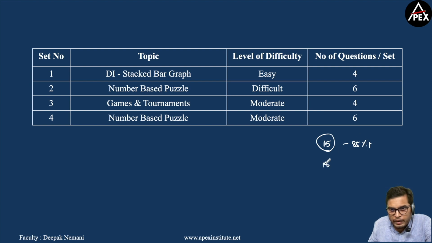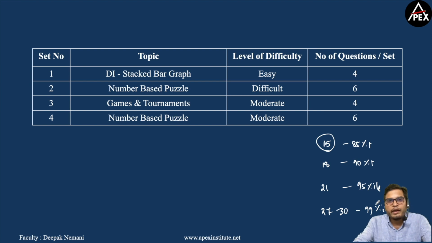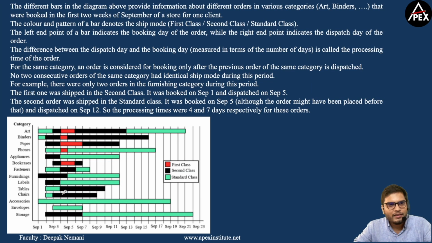A score of 18 will fetch you 90 percentile plus. 21 will be 95 percentile plus, and a score of 27 to 30 will be 99 percentile plus. So in order to get 99 percentile, you should be in a position to attempt 10 questions. And do we have 10 doable questions in this paper? Definitely yes. Now let's move ahead with the easiest of all the 4 sets, the first set.